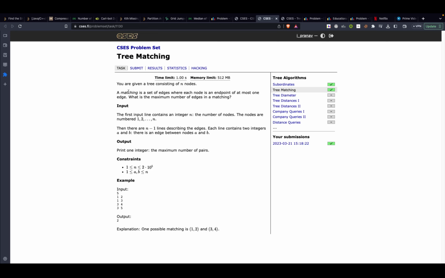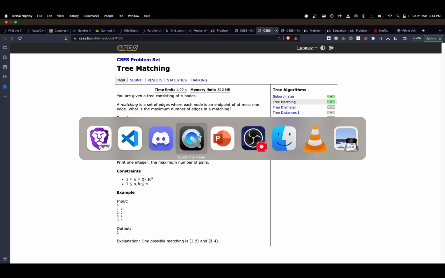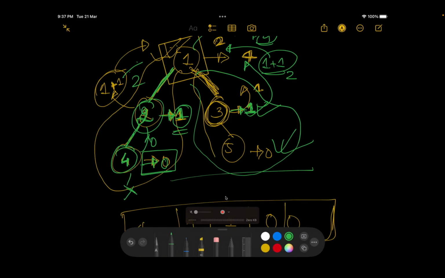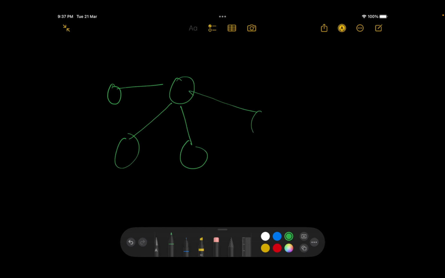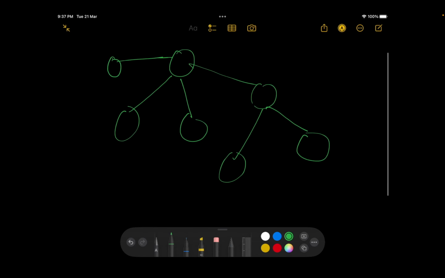Now, what do they actually mean by that? So let me open this. Okay. So let's say this is a node, right? Let me just draw a random tree for that matter. So don't confuse a tree with a binary tree. A tree can be anything, right? It just needs to be a graph without cycles, and it needs to be connected. Cool. So this is a tree, right?